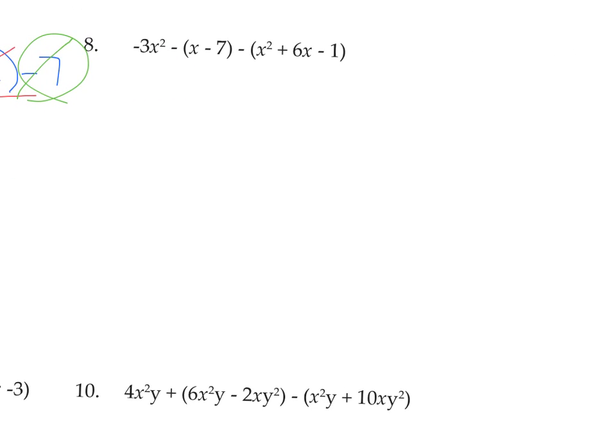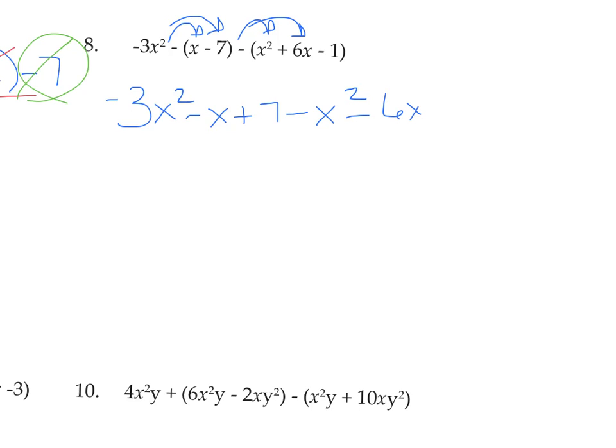On number 8, looks like we have a monomial, and then we subtract a binomial from that. Then we subtract this trinomial from that. So these 2 subtractions are going to have to distribute as we drop the parentheses. So we'll start with this first binomial, -3x squared. Then we distribute this, the signs change. So we have -x plus 7. Then we distribute this and signs change. -x squared minus 6x plus 1.